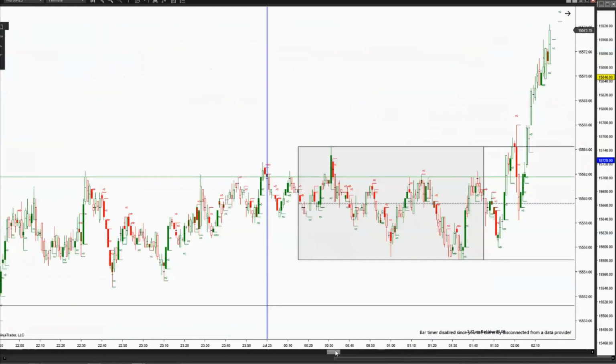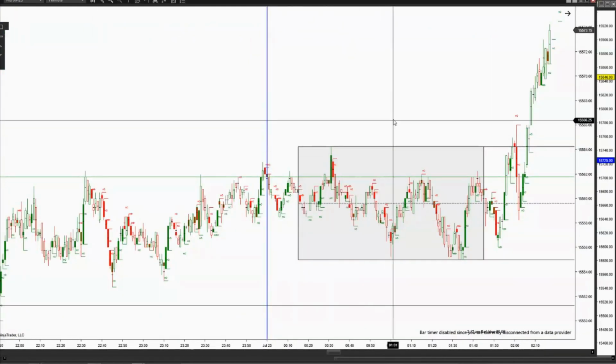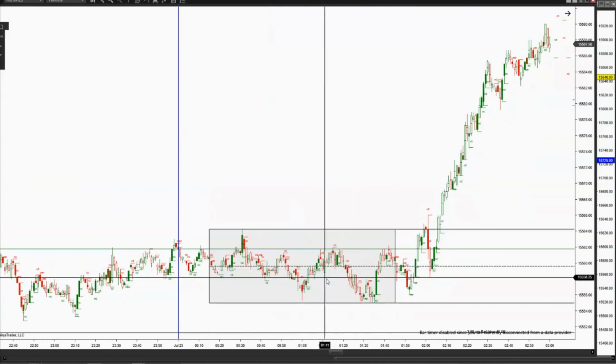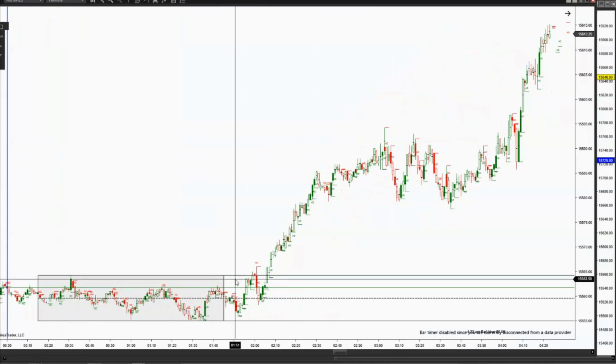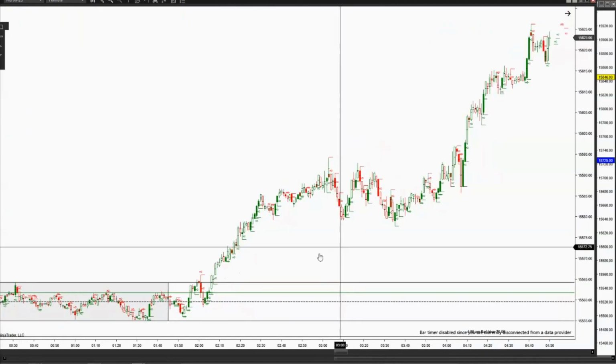All right, so let's start with the 25th. Here's the 25th. Now, there's the gray range. And that's why I told you using the ranges will give you an advantage, because you'll see it build itself, and they'll move away from it.